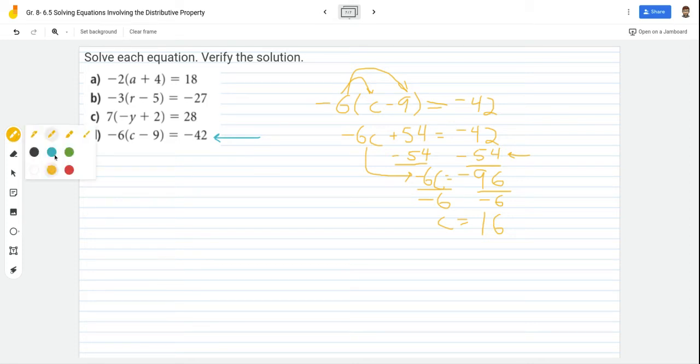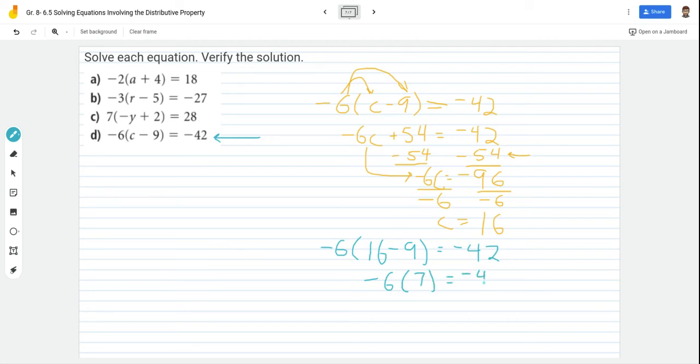Now again, I need to verify this, so I'm going to come over here. I'm just going to stick the 16 right inside the brackets. So I have -6, 16 subtract 9 equals -42. 16 subtract 9, or take away 9, is 7. Just going to bring down the -42. And I have a negative multiplied by a positive is going to be a negative answer, or a negative integer. And -6 times 7, or 6 times 7, is 42.